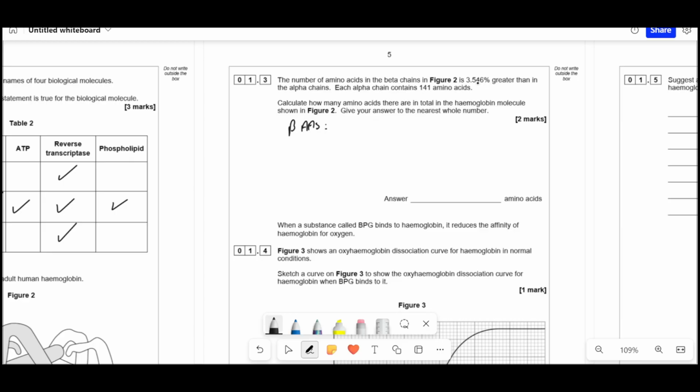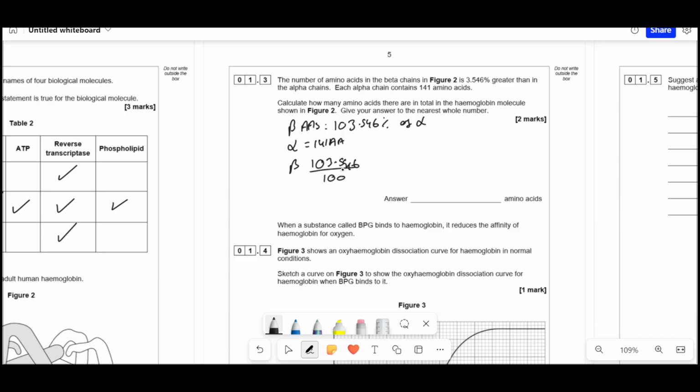So that's like saying if you've got 3.546% more than something, then you could say that's the same as 103.546%. So that's 103.546% of the alpha, because you've got the whole of alpha but an extra 3.546% on top. They've told you that each alpha chain has 141 amino acids. So that means that beta is going to be 103.546 over 100, because we're doing percentages.